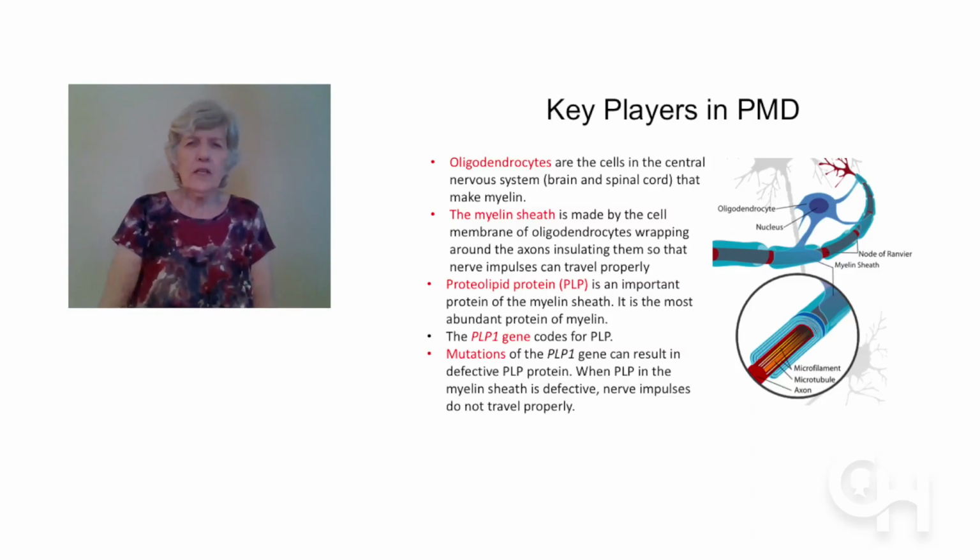When the PLP protein in the myelin sheath is defective because of a mutation in the PLP gene, the nerve impulses are not transported properly throughout the central nervous system.